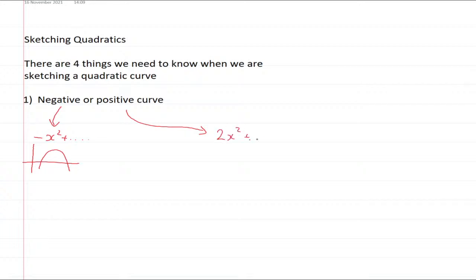Now, the majority of the ones that we do are positive. And what shape are they? A U shape. Yeah, good. Negative or a positive? So that's the first thing that we need to know. You got those down?